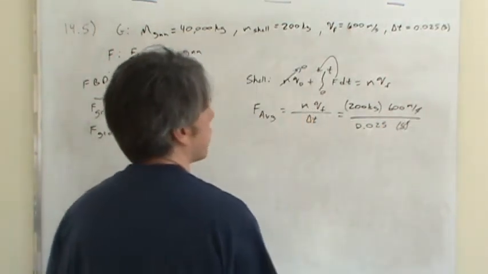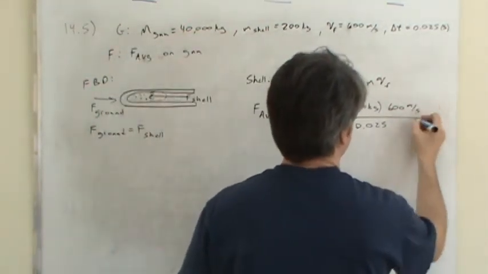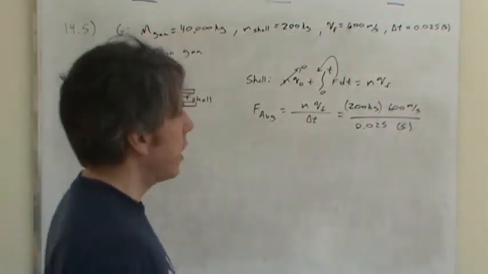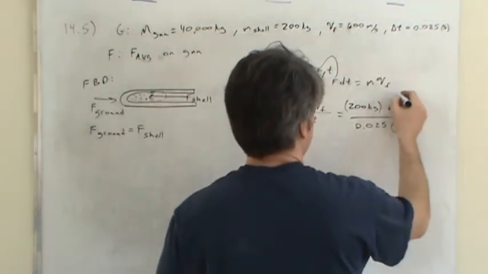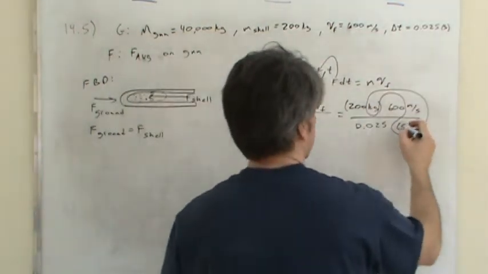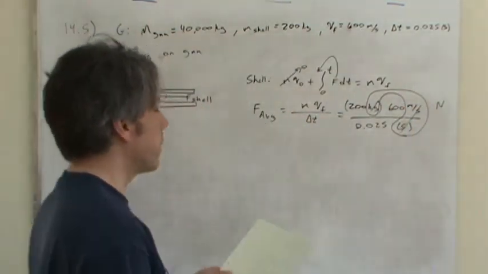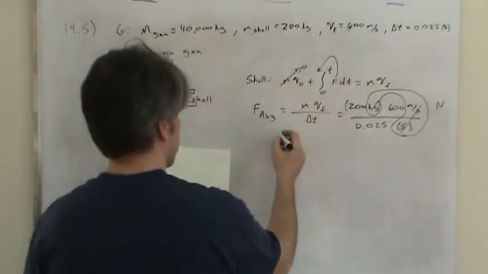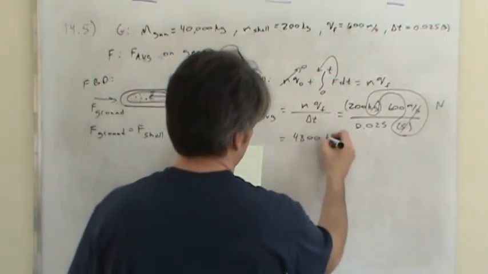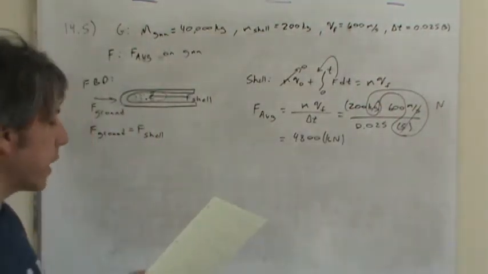So notice the seconds go away. I'm making a lot of mistakes today. They don't go away. They're both in the denominator. We'll end up with kilograms meters per second squared. And what is a kilogram meter per second squared? What is this unit when we put it all together? Well, that's just Newton. So we can get rid of all those in favor of newtons. Plug this into your calculator, and it's 4,800,000 newtons, or 4,800 kilonewtons, which is a very high force.